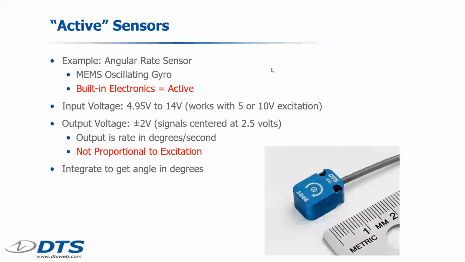Now, there's a special class of sensor that I refer to as active sensors. And our angular rate sensor is a prime example. This device uses a MEMS gyro, but there's also a lot of built-in electronics. And when I say built-in electronics, it literally has a power supply, an amplifier, and a filter. And so it has active electronics inside. These devices typically work on a wide range of input voltages, and they have high-level output voltages. A key differentiator between an active sensor and a passive sensor is that their output is not proportional to excitation.